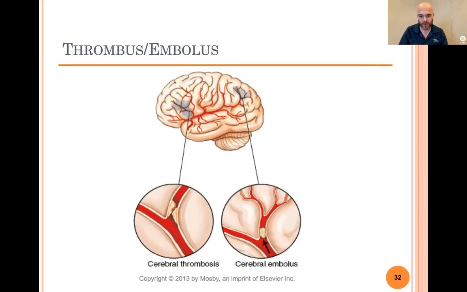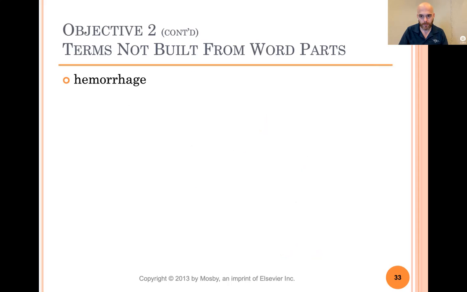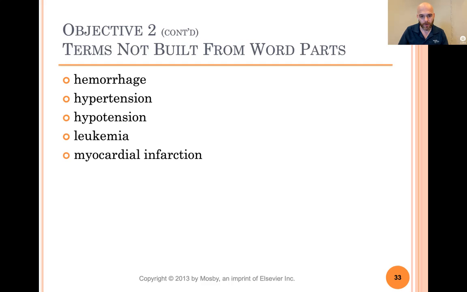Here's a thrombus or embolus in the brain. A hemorrhage is a rapid flow of blood. We've had that. Hypertension, high blood pressure. Hypotension, low blood pressure. Leukemia, that would be cancer of the white blood cells. Myocardial, we know that's heart muscle. What is infarction? Infarction means death. So this is death of the heart muscle, or myocardial infarction is the medical term for heart attack.